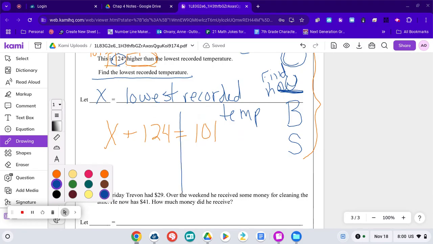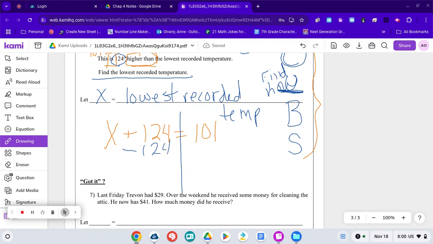Is the variable alone? It is not. So we're going to do the opposite of plus 124, which is minus 124. Positive and negative 124 makes 0, so I just bring down my x. And then I want you to be sure to type into your calculator 101 minus 124. It's a negative number, negative 23.